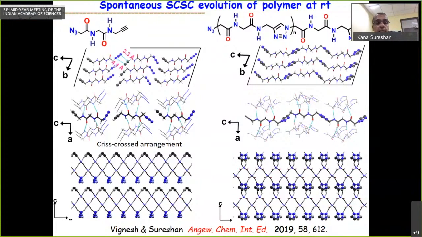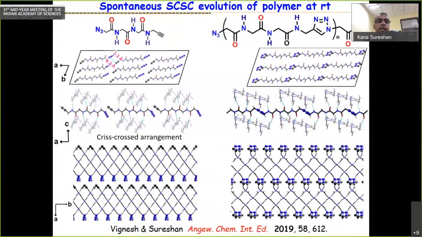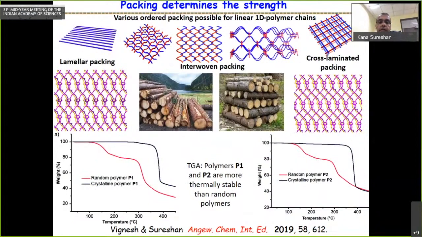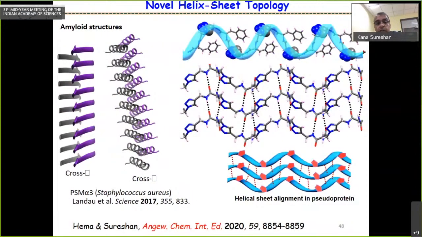Next slide. And similarly, its higher derivative, that is a tripeptide, also behaves very similarly. This also undergoes crystal-to-crystal transformation at room temperature. That monomer transforms automatically, evolves automatically to a polymer, and that also gives cross-laminate topology. Next slide, please. This is the cross-laminate topology I'm talking about. If you stack wood like this, that is a cross-laminate topology. This is the topology we got, and we got very interesting properties also, but because of time I'm going on.